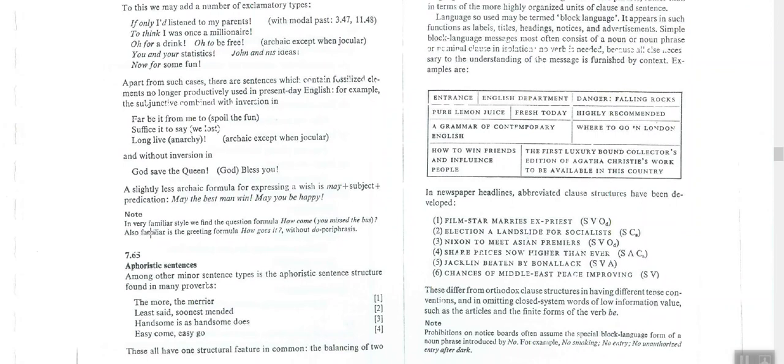Here we have this simple note. In very familiar style, we find the question formula how come. Sometimes we use how come. How come you missed the bus? Also we have how goes it? We use these without do paraphrases. So sometimes we can use these. How come? Something idiomatic, something formulaic.